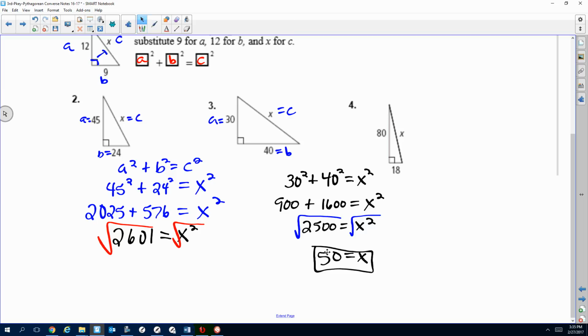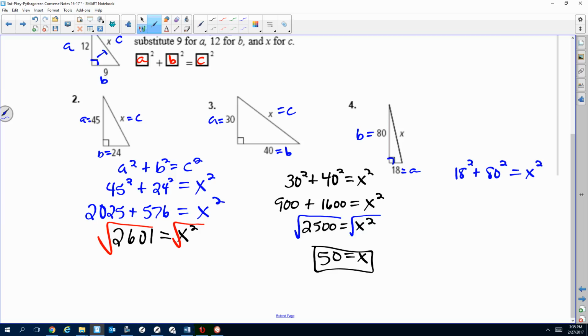So let's make sure we're setting up number 4 correctly. We know that our A is 80. Or actually, I could, if I wanted to, make 18 A and make 80 B, because your A and B can be interchanged. They're the parts that make the right angle. So I could say 18 squared plus 80 squared equals my x squared.